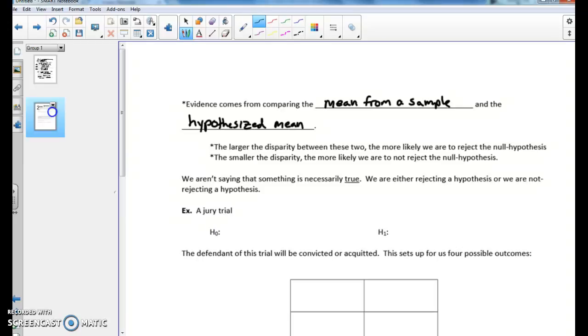The larger the disparity between these two, like the mean and your hypothesis, the more likely we are to reject this null hypothesis. Whereas the smaller the disparity, the more likely we are to not reject the null hypothesis. Let me show you an example of what I'm talking about here. This isn't on your notes, so just try and jot it in the margins or above or something.